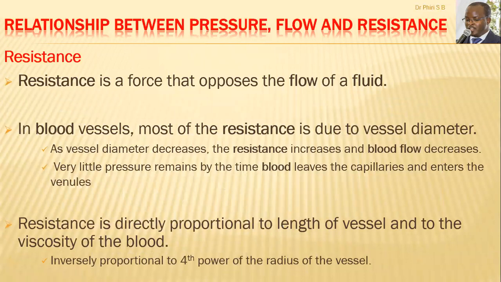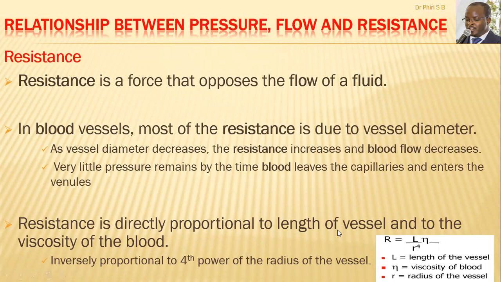So the resistance is directly proportional to the length of the vessel and to the viscosity of the blood. The formula for resistance is equal to the length of the blood vessel multiplied by the viscosity, divided by the radius raised to the power 4. So it means resistance is directly proportional to the length of the blood vessel and the viscosity, but it's inversely proportional to the radius or the diameter of the blood vessel.